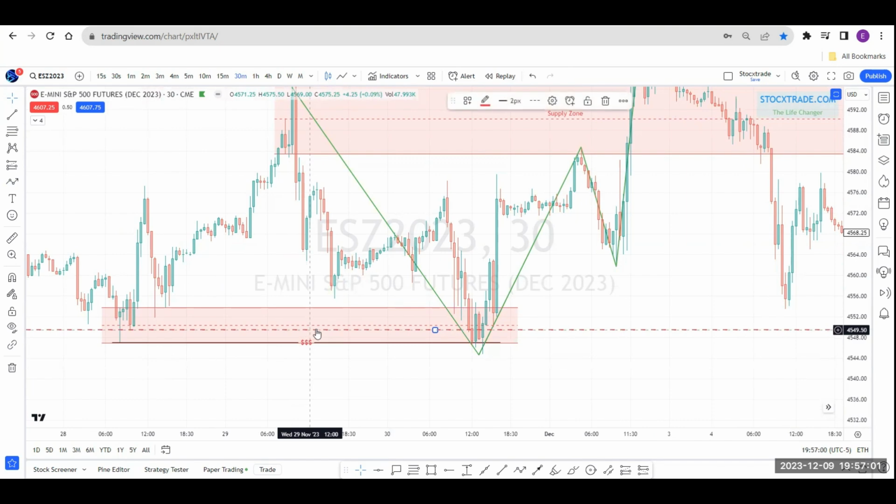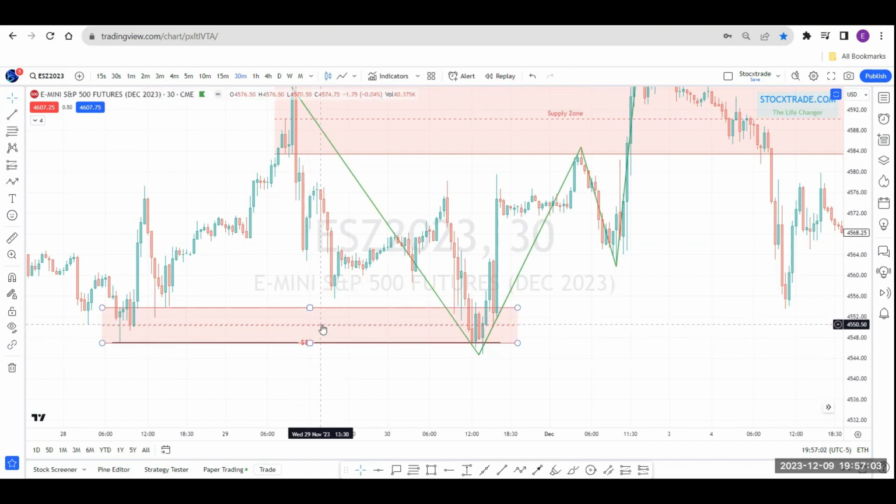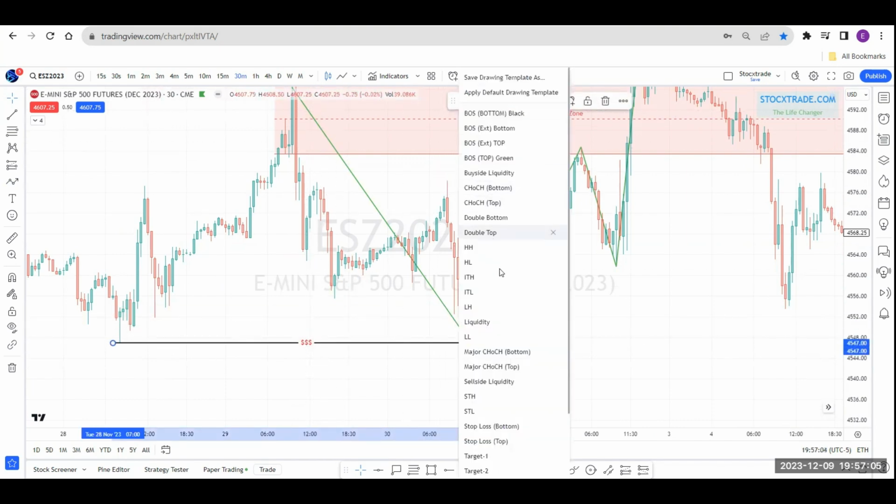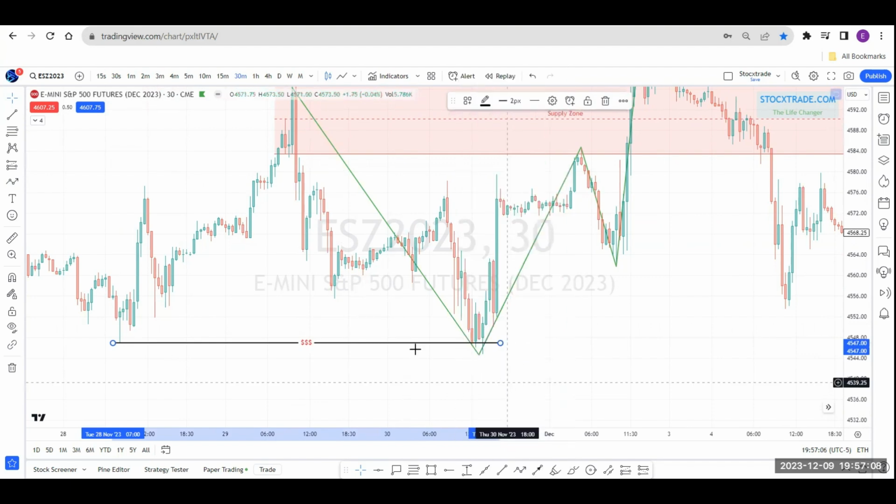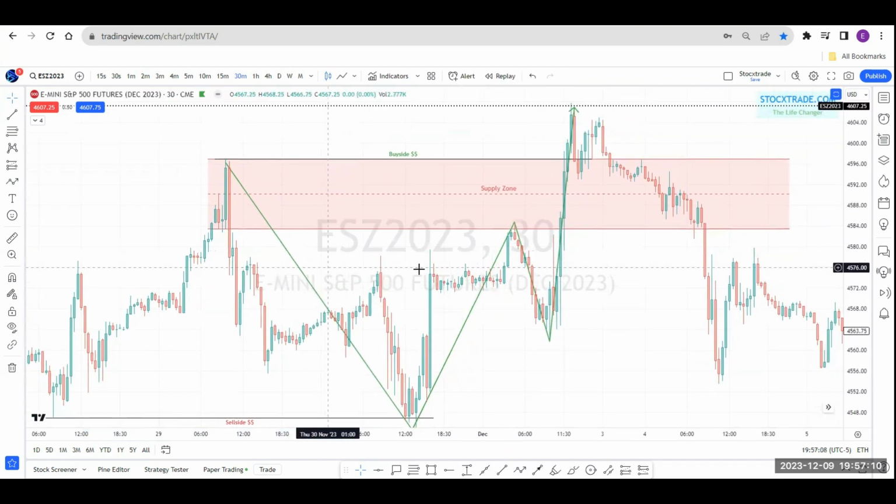This is your sell side. The bottom side is your sell side liquidity. The top side is your buy side liquidity. So your buy side liquidity has been swept out because it is testing again. This is the first test. This is the second time test. It has swept out.